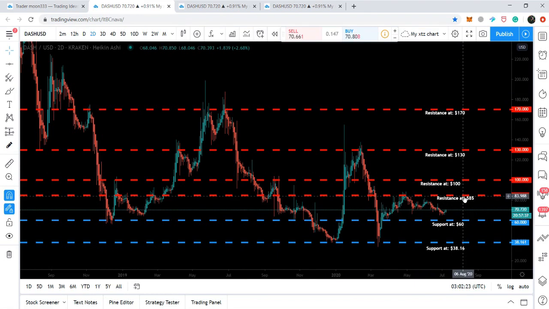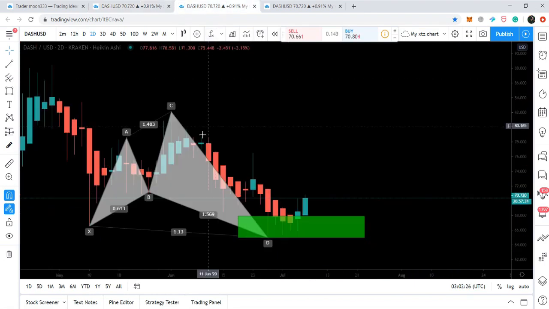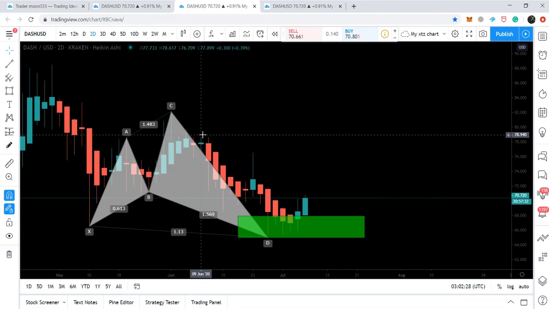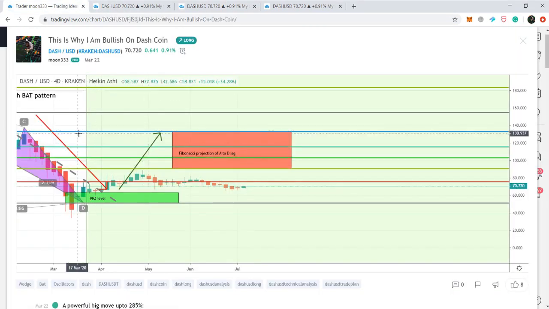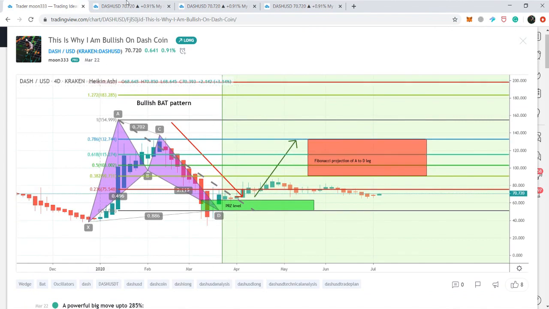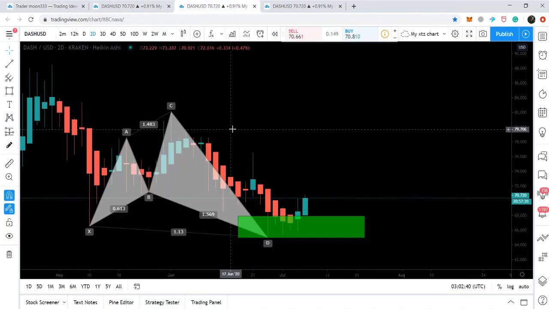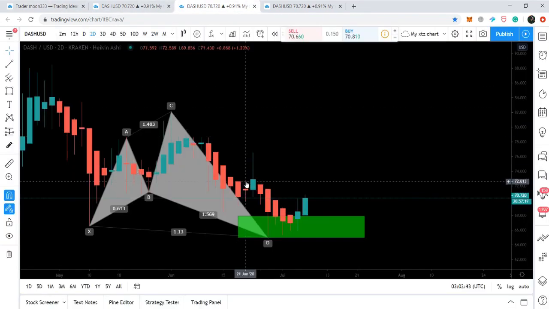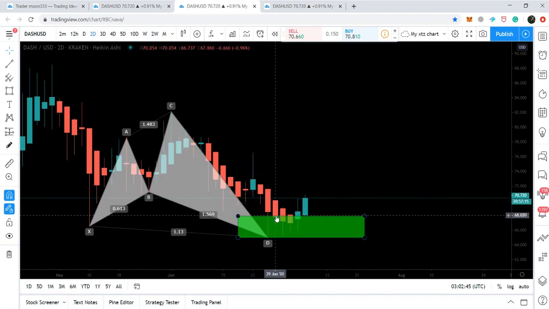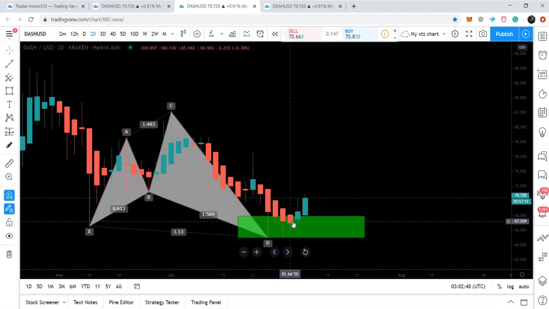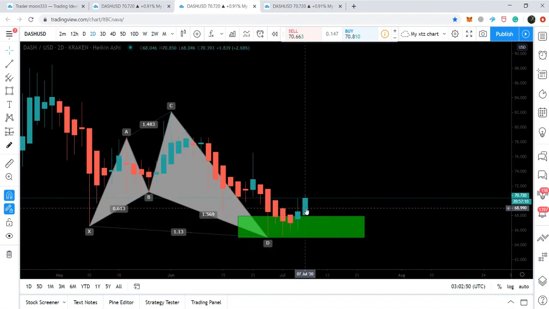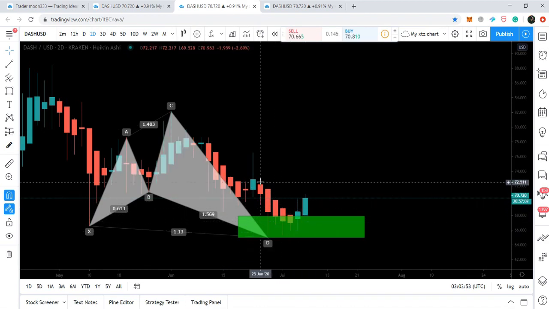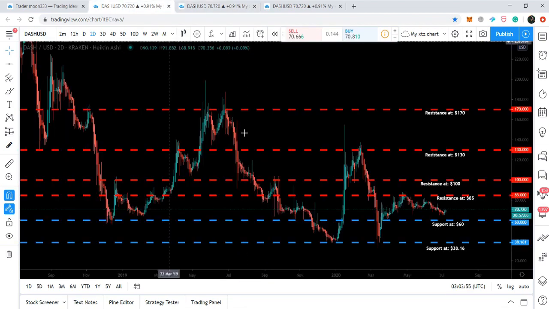But during all this, the price action of Dashcoin has formed another bullish Shark pattern on a smaller time period chart, the 2-day chart. The bullish Bat formation was on the 4-day chart, and this time it has formed another bullish Shark pattern on the 2-day chart. You can see that after entering this potential reversal zone, the price action is likely to move up, and I'm expecting that soon it will make another attempt to break out of this $85 resistance level.